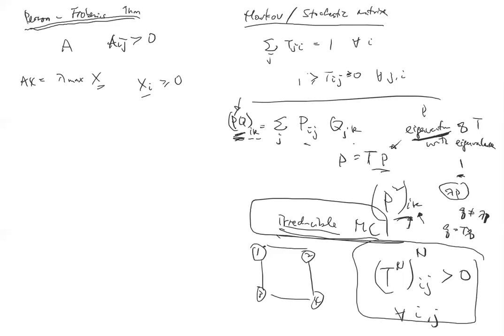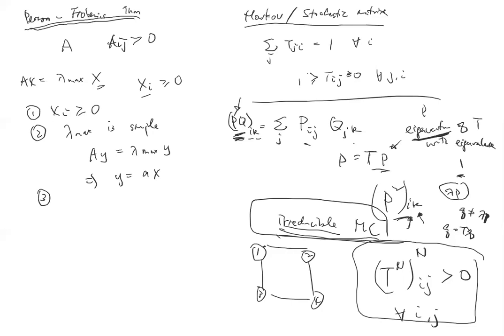Maybe I'll write it down. The first thing is that x_i is greater than or equal to 0. The second thing is that lambda max is simple, meaning that I don't have any other eigenvectors sharing the same eigenvalue lambda max. If Ay equals lambda max y, so y is an eigenvector, then it implies that y is just a scaled version of x.